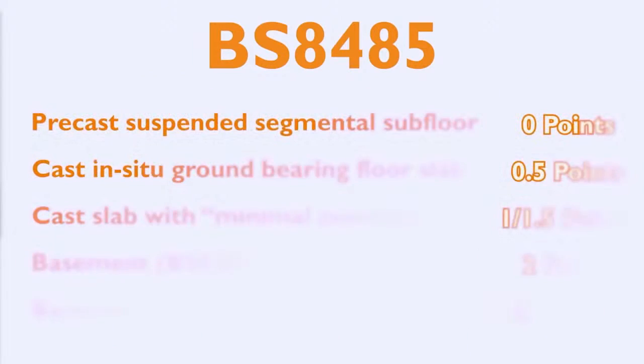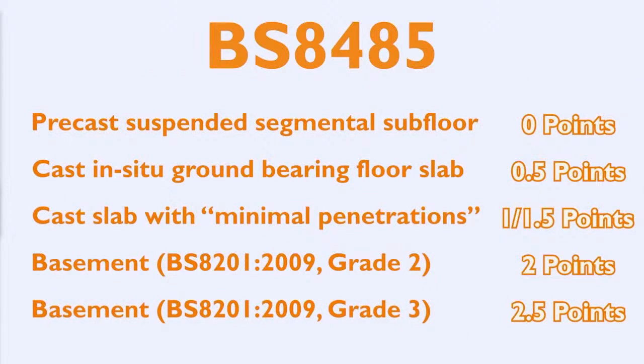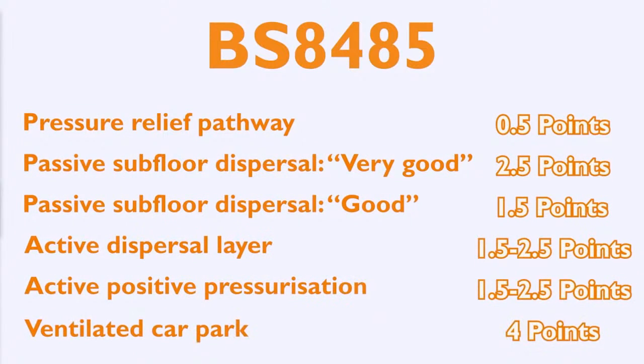The first area in which points are allocated is the base construction of the floor and substructure. A poorly sealed element such as beam and block floors will score no points, while 2.5 points are given for a fully tanked waterproof basement. The main issues here are in the middle case, slabs with minimal penetrations. The degree of acceptable penetration is poorly defined by the standard, leaving it largely up to the designer what point score is acceptable. Further points are awarded based on the underslab ventilation provided, which can be either passive or active.